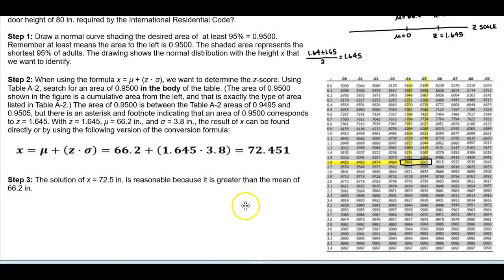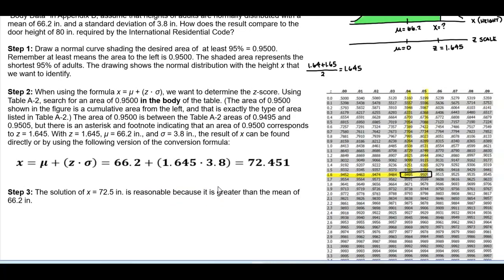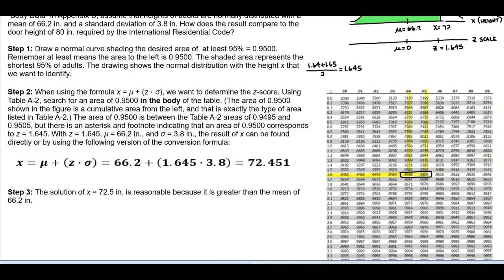So we want to round that to one decimal place, so we would say the solution of x, which is equal to 72.5 inches, is reasonable because it is greater than the mean of 66.2 inches. So that means over here now we can say that x is now the value of 72.5.